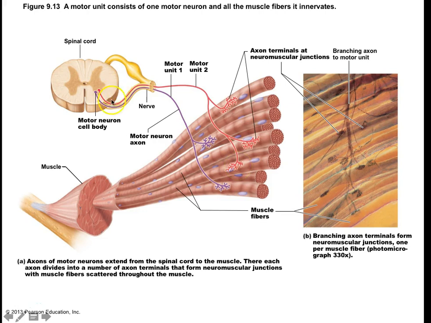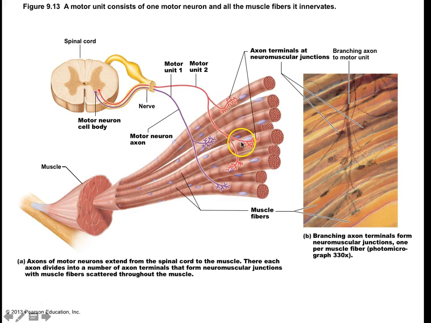So if the blue motor neuron fires all by itself, then muscle cell 3 and muscle cell 9 will contract and give you a slight shortening of the entire muscle. If motor unit 2 fires only, then you're going to have 3 muscle cells in the muscle contract.